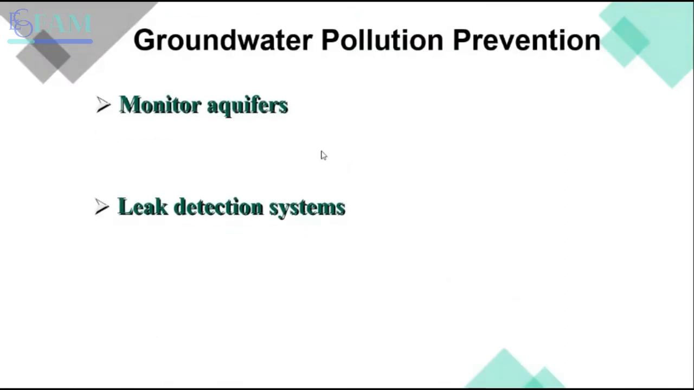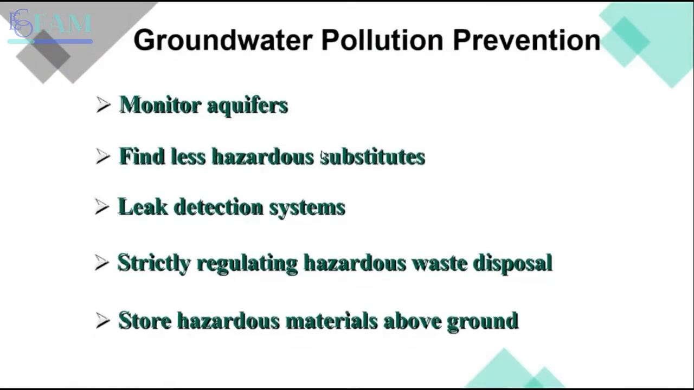Now, how can we prevent groundwater pollution? We should be monitoring our aquifers. Aquifers are what we draw water from, like bore wells or open wells. We should monitor them regularly for various water quality parameters like TDS, coliforms, and others. We should use less hazardous substances, like organic fertilizers and organic pesticides. And we should go for leak detection.